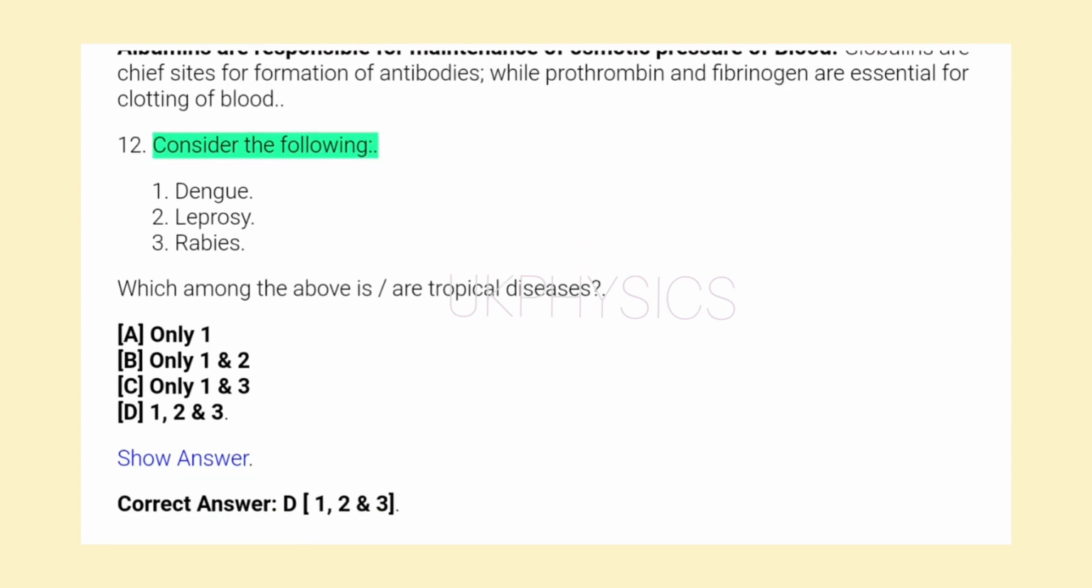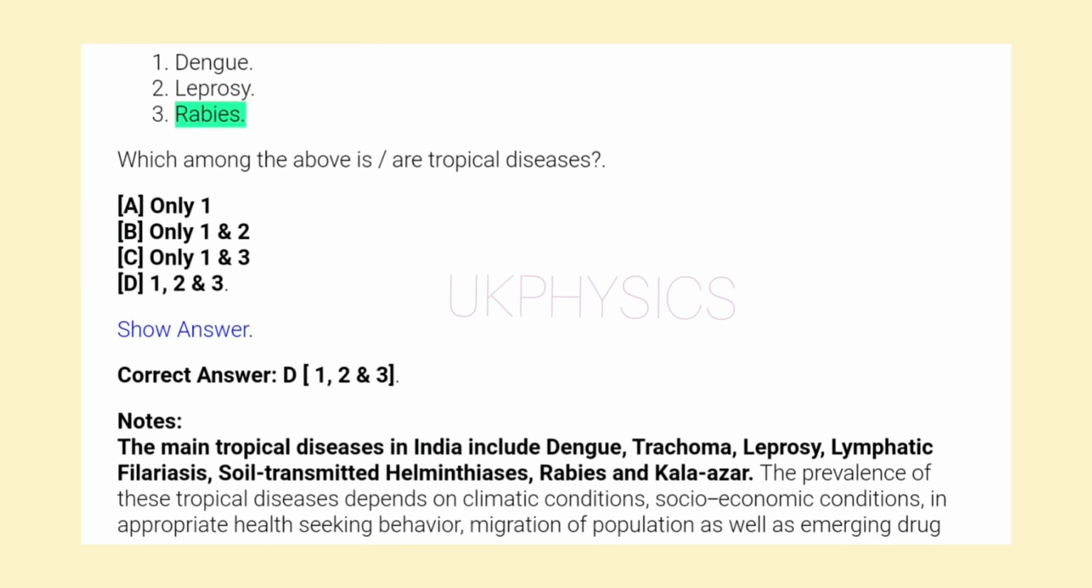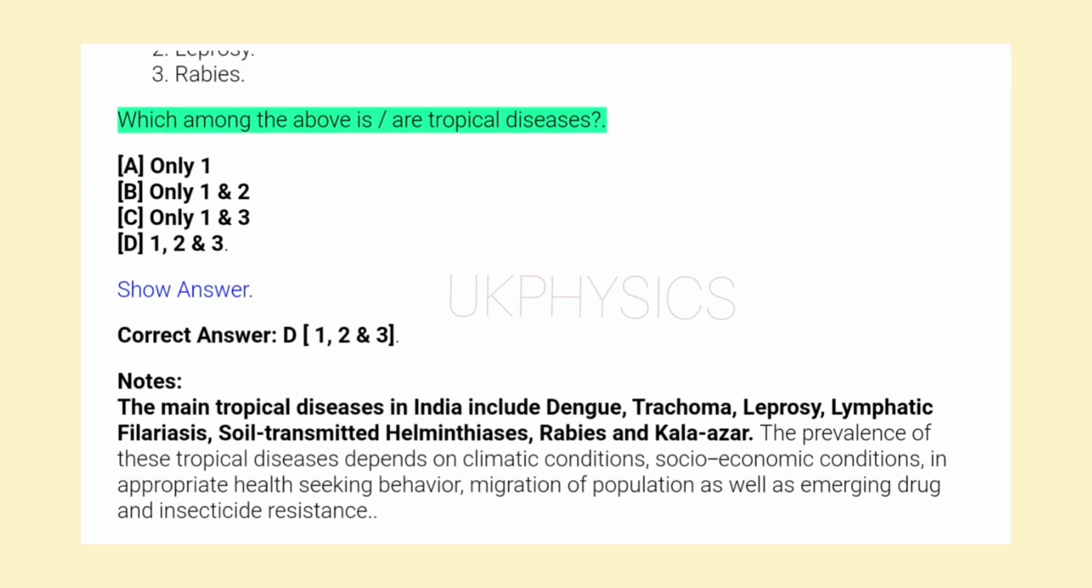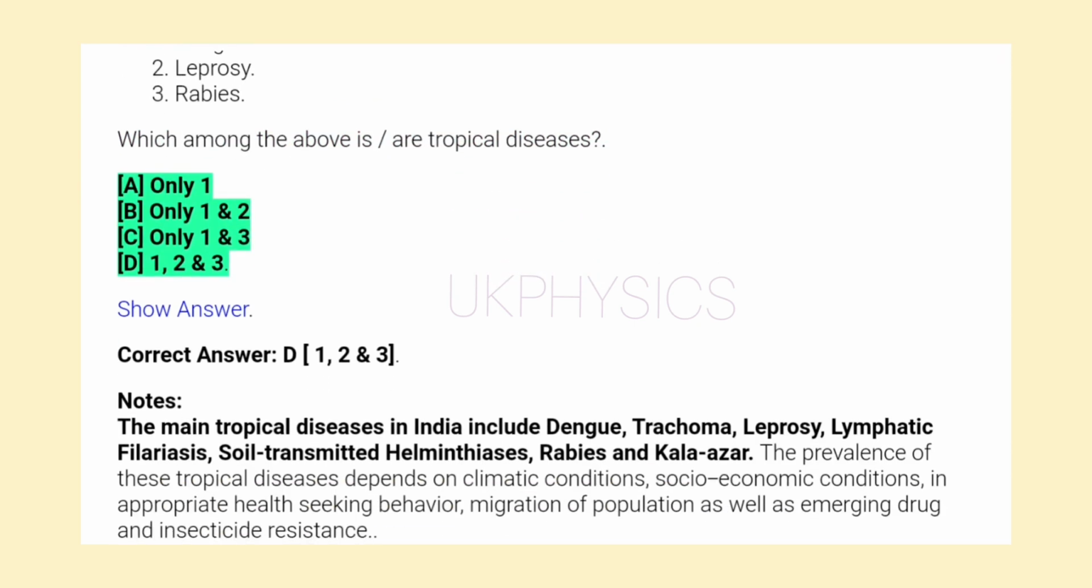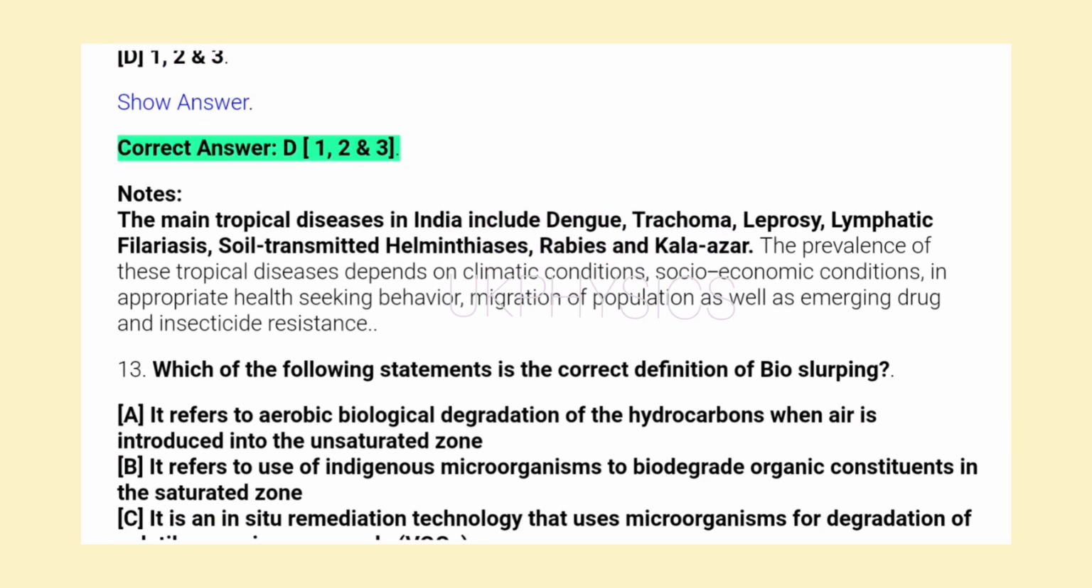Consider the following: 1. dengue, 2. leprosy, 3. rabies. Which among the above are tropical diseases? A. Only 1, B. Only 1 and 2, C. Only 1 and 3, D. 1, 2 and 3. Show answer. Correct answer, D. 1, 2 and 3.